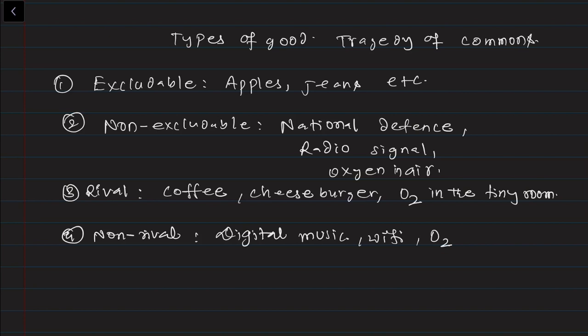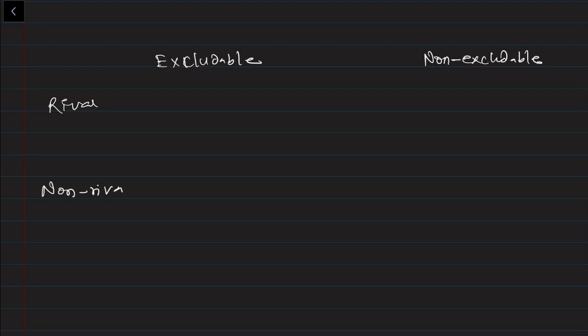Now let me draw a table. Say excludable goods are here and non-excludable goods are here, and then we have rival goods and non-rival. Whenever the good is both rival and excludable, we call this a private good. For example, jeans, hamburgers. Whenever the good is rival and non-excludable, we call this common resources.